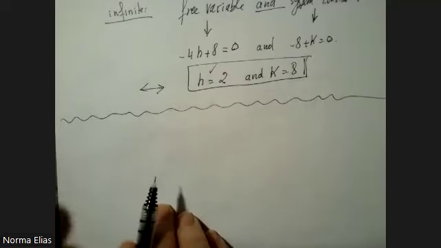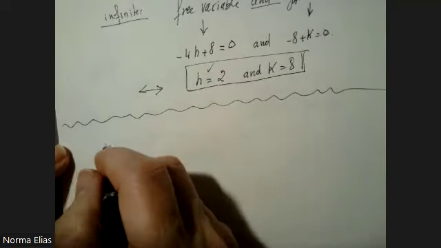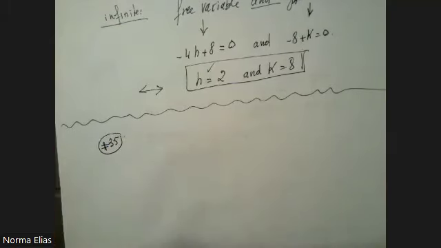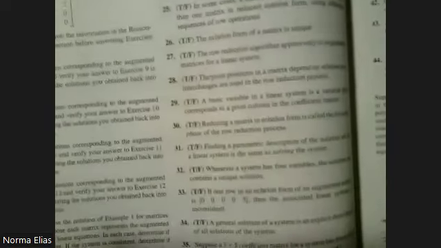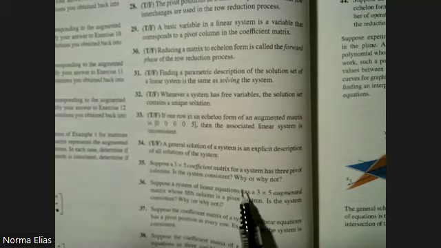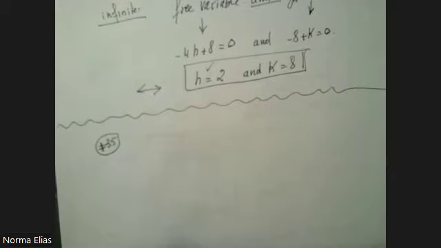I would like to discuss number 35 from the book. I will try to put it in front of us, and I will read it carefully so you can read along. Okay, 35 tells me the following. Suppose you have a 3 by 5 coefficient matrix for a system that has 3 pivot columns. Is the system consistent? Why or why not? I will read the problem one more time, and then I will expect a discussion.